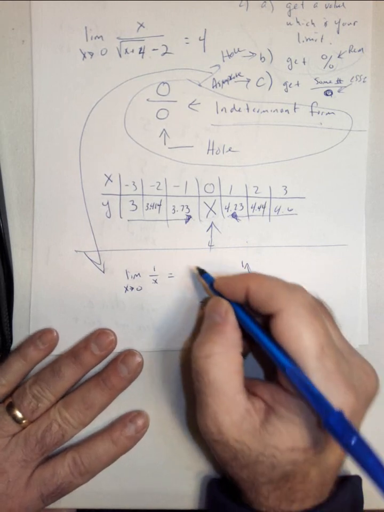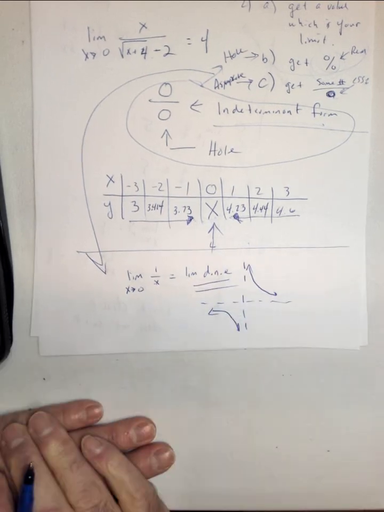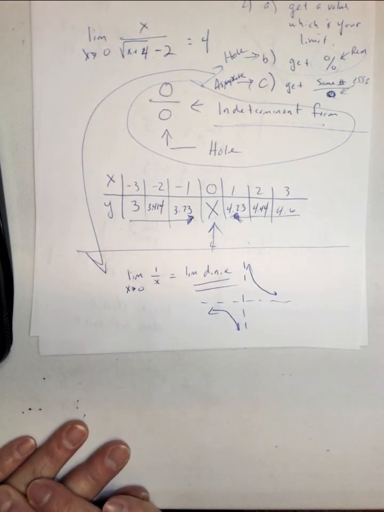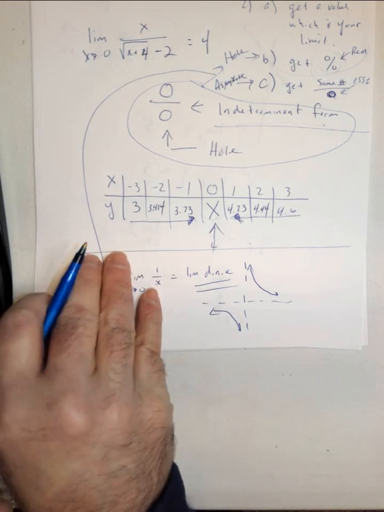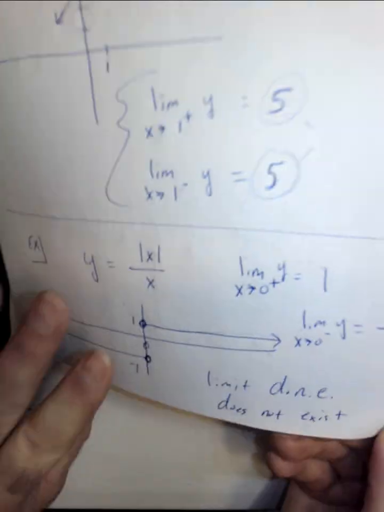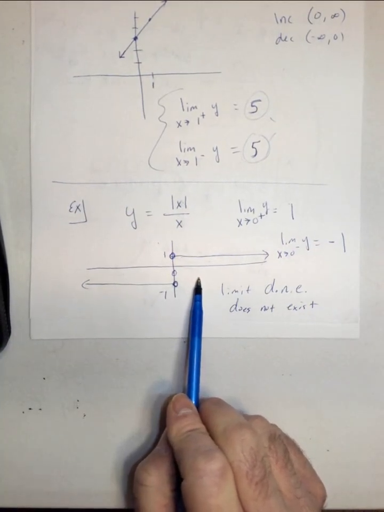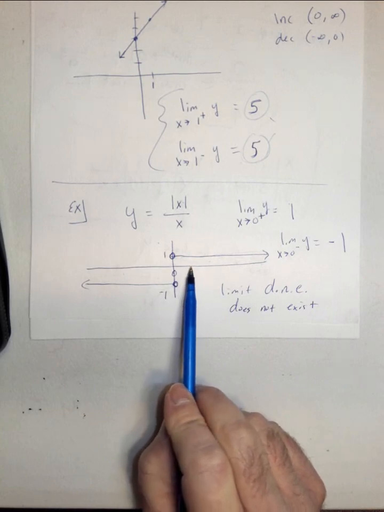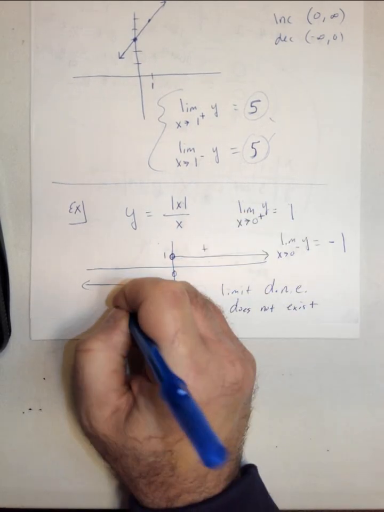When that happens, the limit does not exist. So when you're approaching an asymptote, the limit does not exist. When you are approaching a hole, the limit does exist most of the time. I showed you two examples, one where it did and one where it didn't. And remember, to be an overall limit, it has to approach the same value from the right and from the left.